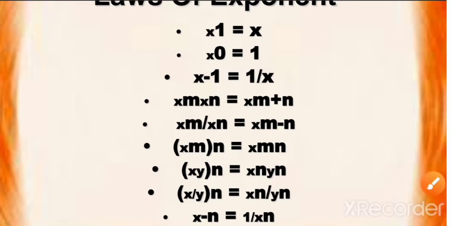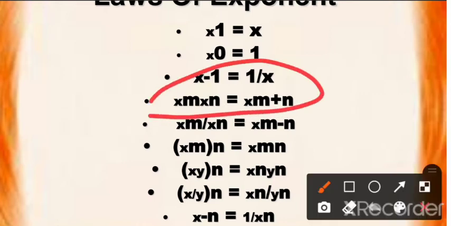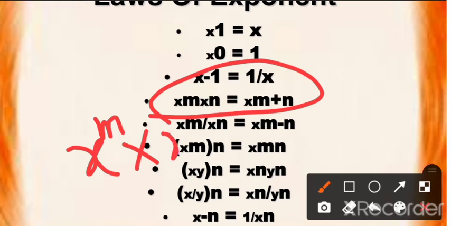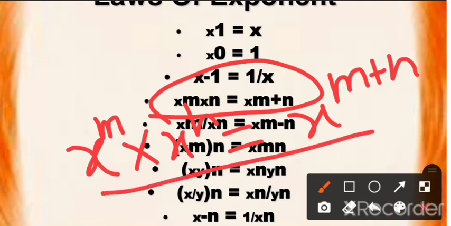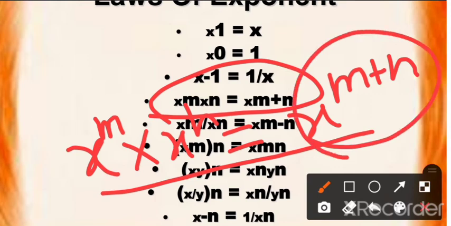Next, if two numbers are multiplied, it means two powers are multiplied. In this case, the first power is x power m, so x power m into x power n. The result will be x power m plus n. It's an important rule: x power m into x power n is equal to x power m plus n.